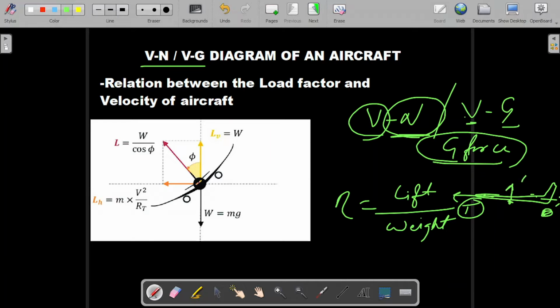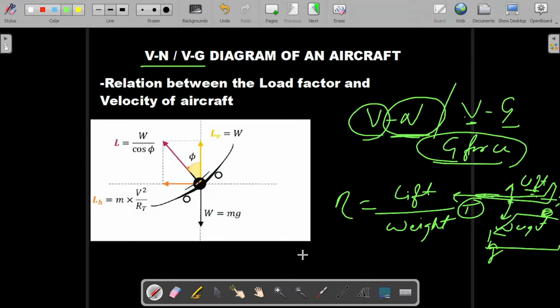There is a lift force, which is making this object fly in the air, and this is the weight, the force due to gravity pulling downward. To counter that, this lift force is there, and that's how the aircraft is flying. So for a straight and level flight, lift should be equal to weight.